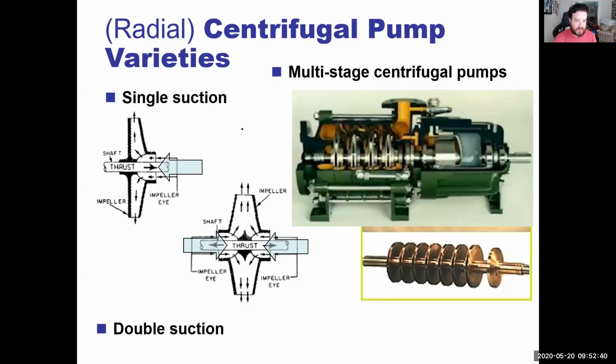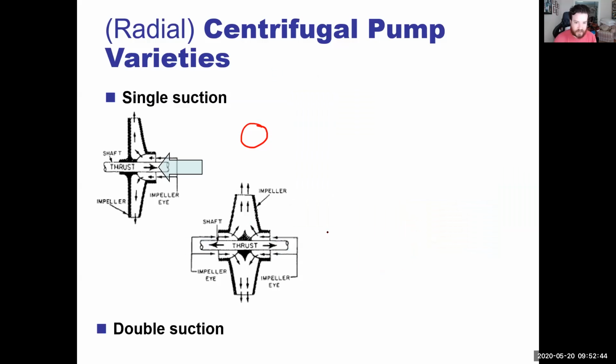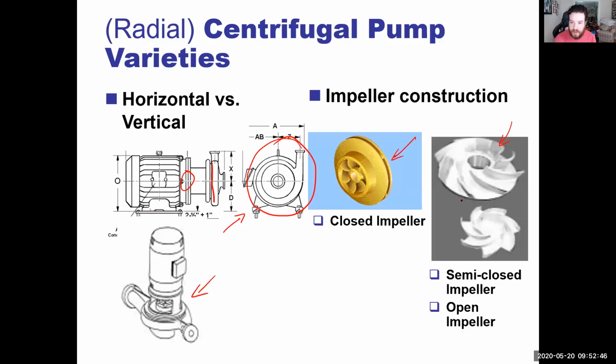Oh, and one last piece. Let me just go back, right here. Each one of these pieces that are sticking up and coming out of the impeller, those are called vanes. So again, you have your eye, and then coming off of it are the vanes.